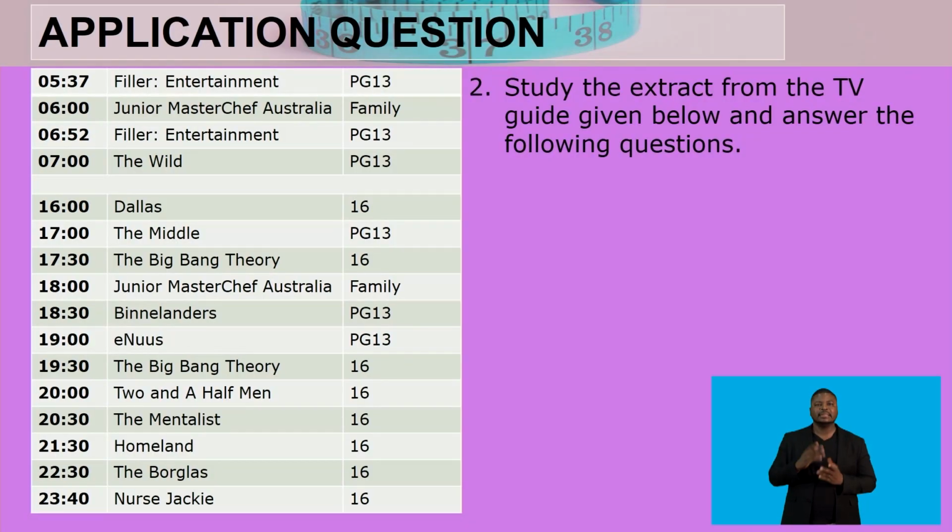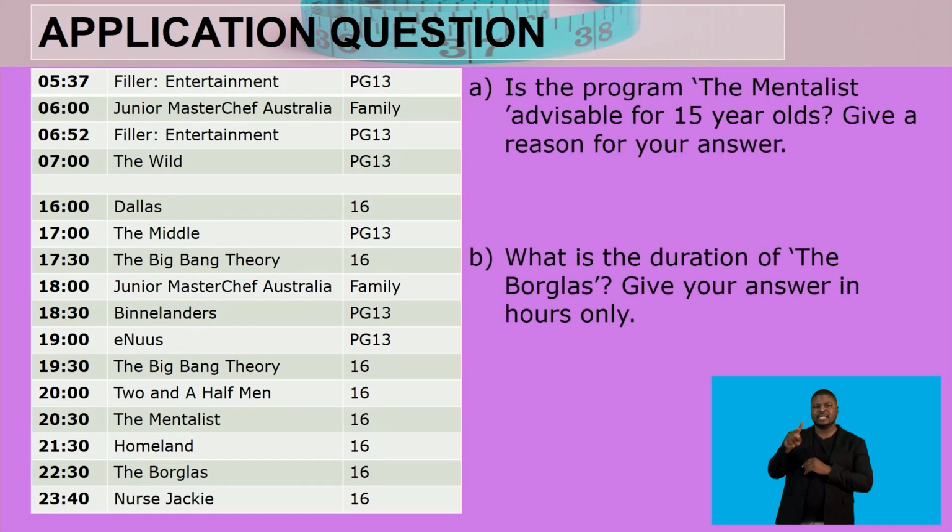Study the extract from the TV guide given below and answer the questions that follow. The first question says, is the program The Mentalist advisable for 15-year-olds? Give a reason for your answer. Let's check, where is the Mentalist? Here is our Mentalist. You are given that it is 16. Is it advisable for 15-year-olds? No, it is not. Why? Because the guidance that we are given is that it should be watched by people that are 16 years and older. That is your reason.